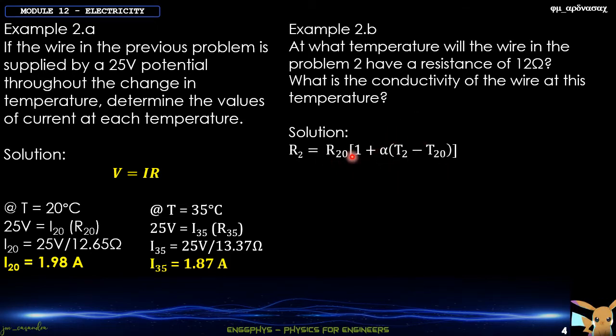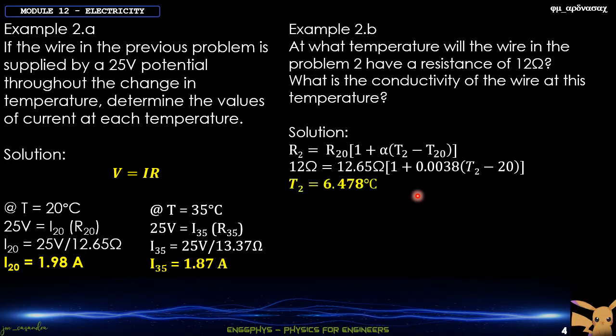So bakit 20 ang ginamit ko instead the 35? Kasi ang given sa atin is the alpha of 20 degrees Celsius. So substituting all the values, we have here 12 ohms, the resistance at 20 degrees, and the alpha at 20 degrees. We will now be able to solve for the temperature, which is 6.478 degrees Celsius. Okay? So, tama ba? Mas mababang temperature, mas mababang resistance.